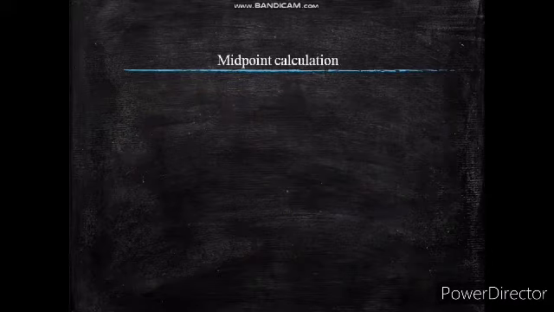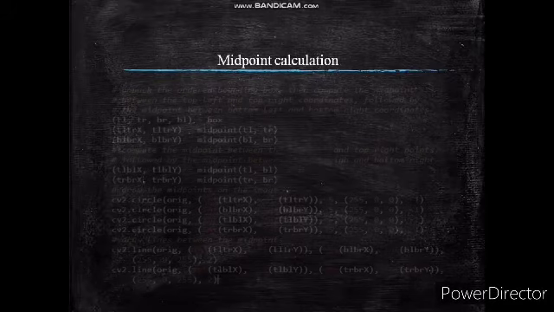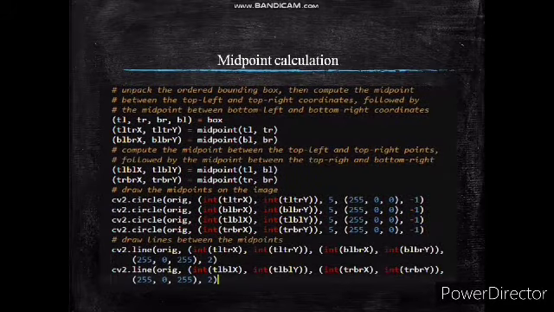Step 4, midpoint. We unpack our ordered bounding box, then compute the midpoint between the top left and top right points, followed by the midpoint between the bottom left and bottom right points. We also compute the midpoint between top left and bottom left and between top right and bottom right. We draw the blue midpoints on our image, followed by connecting the midpoints with purple lines.